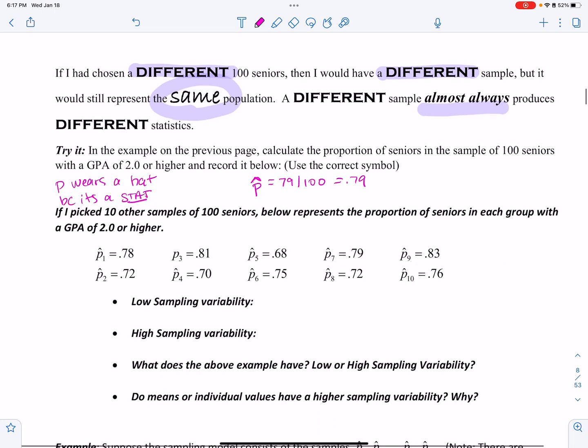All right, so what about these? What if I picked 10 other samples of 100 seniors? So I went there and I grabbed another 100 seniors, and another 100 seniors, and I said, okay, how many have a GPA of 2.0 or higher? And I picked those. If you notice, I'm getting all kinds of different values. Here I'm getting between 0.68 all the way to 0.83.